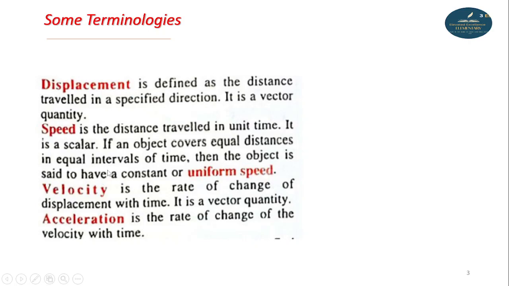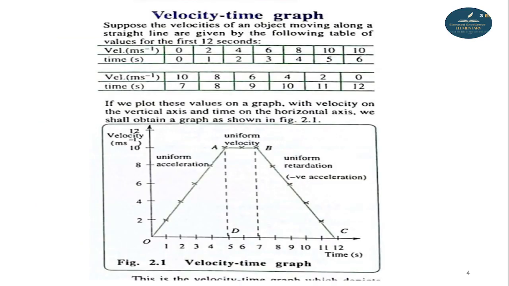Velocity. Velocity is the rate of change of displacement with time. It is a vector quantity. Acceleration is the rate of change of the velocity with time. So let's look at the velocity time graph.